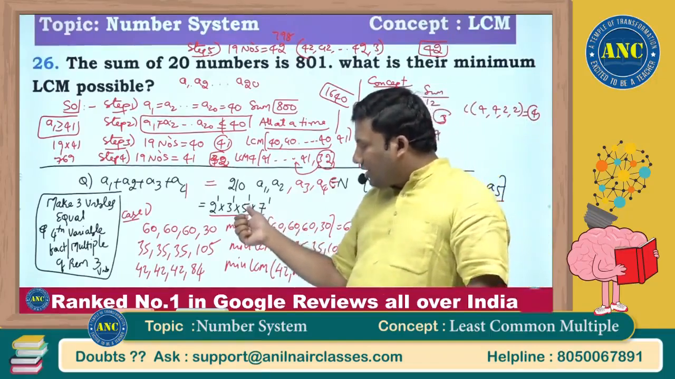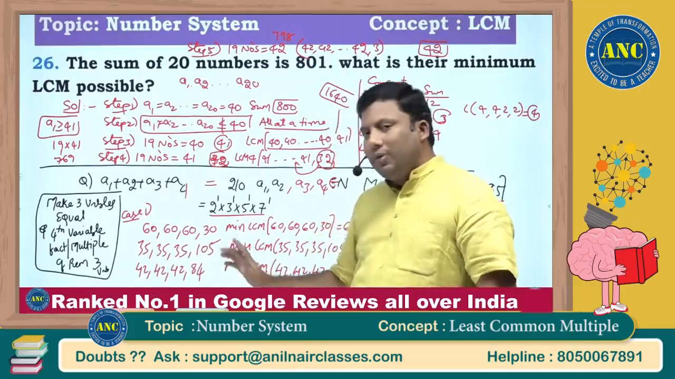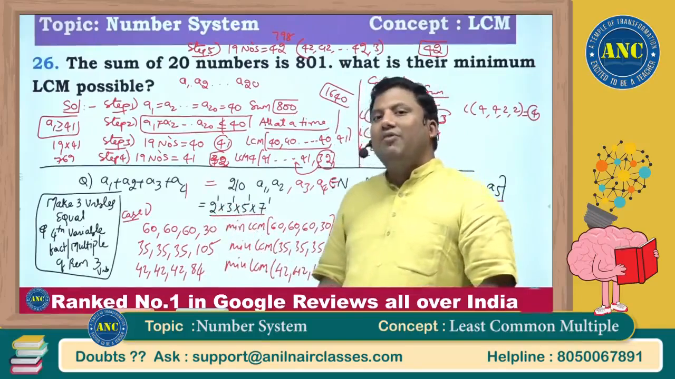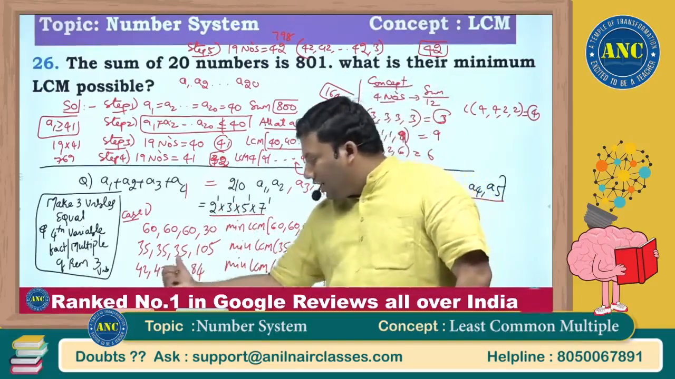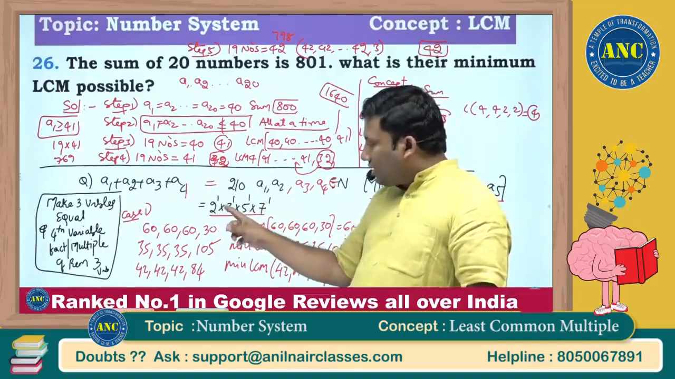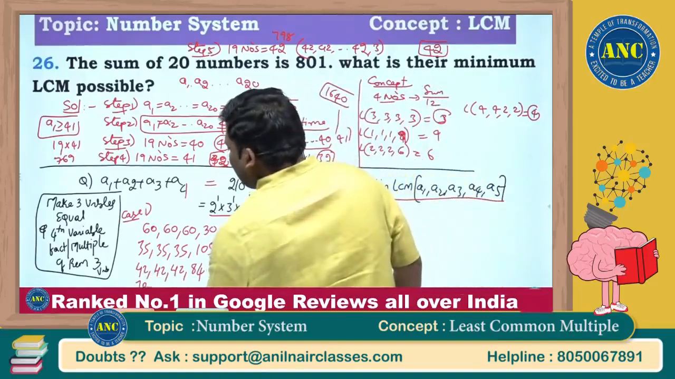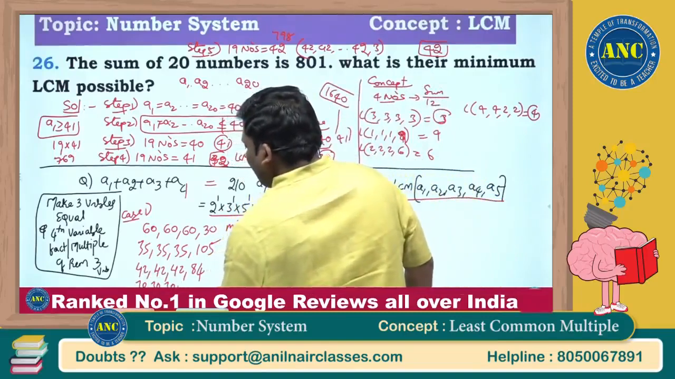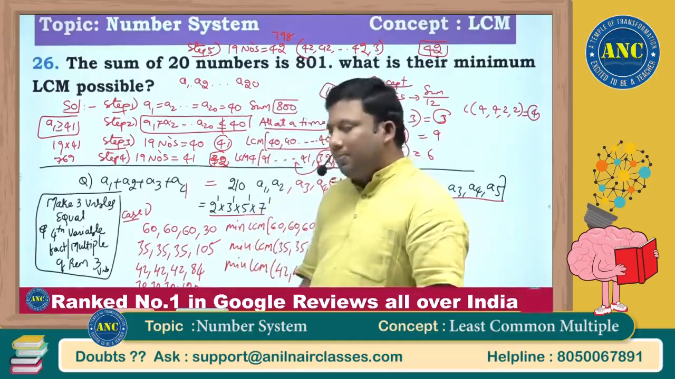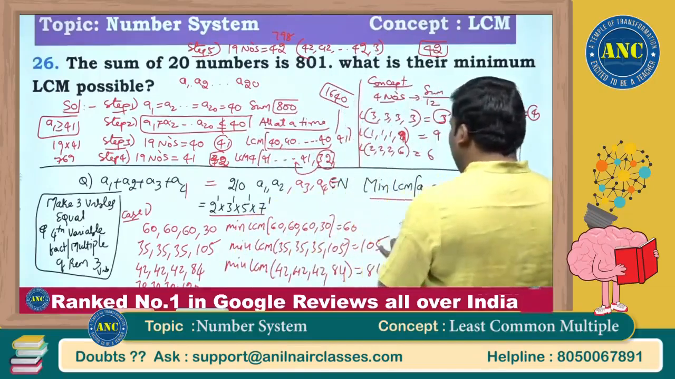Next, which cases did I get? 7 fives are 35. 35 times 1, 2, 3. Here 3 multiples of 35 taken. 7 threes are 21, 2s are 42. 42 fives are 210, 3 I have taken, and another 2 will come here. Next one: 2 sixes are 6, 5s are 30. Suppose I take 30, 30, 30, 90 plus 120. The minimum LCM will become 120.